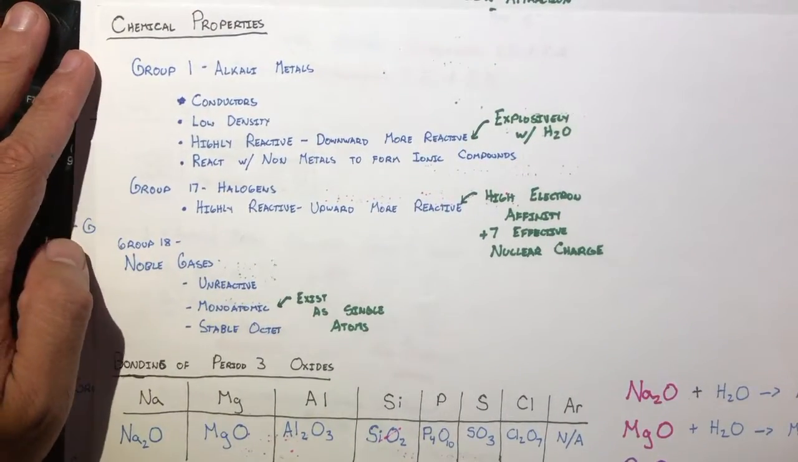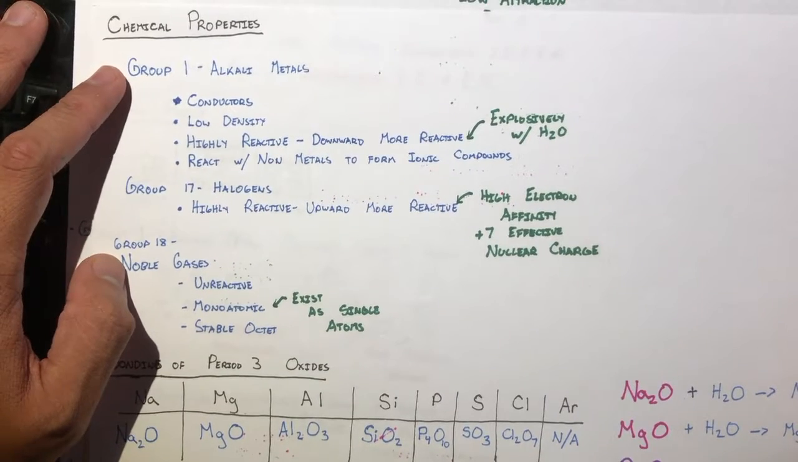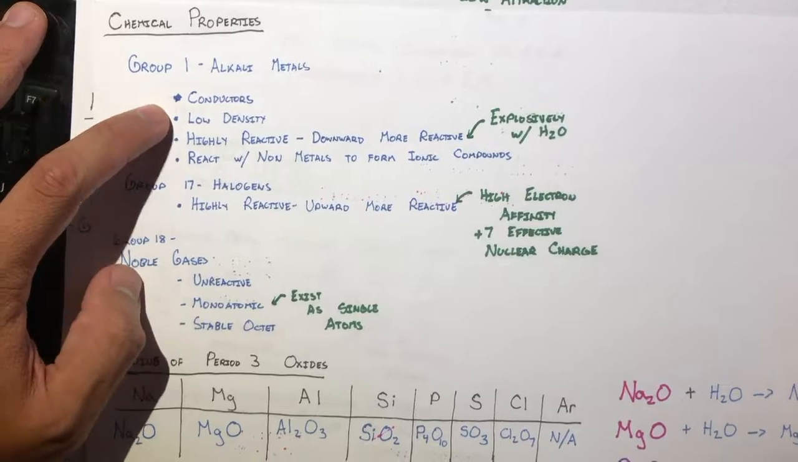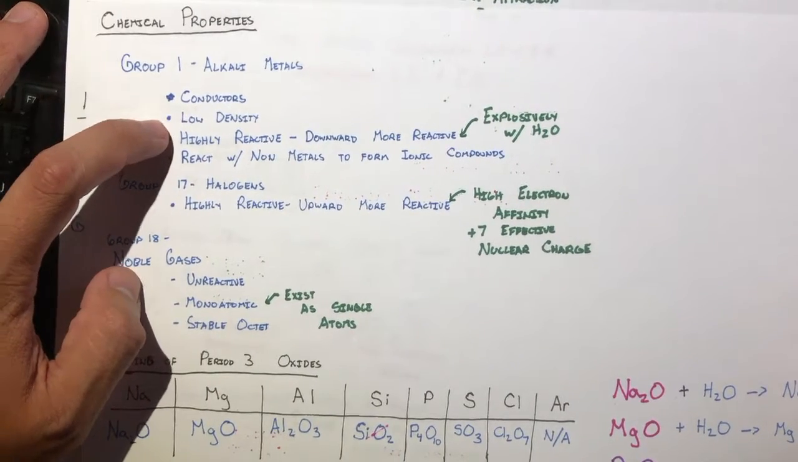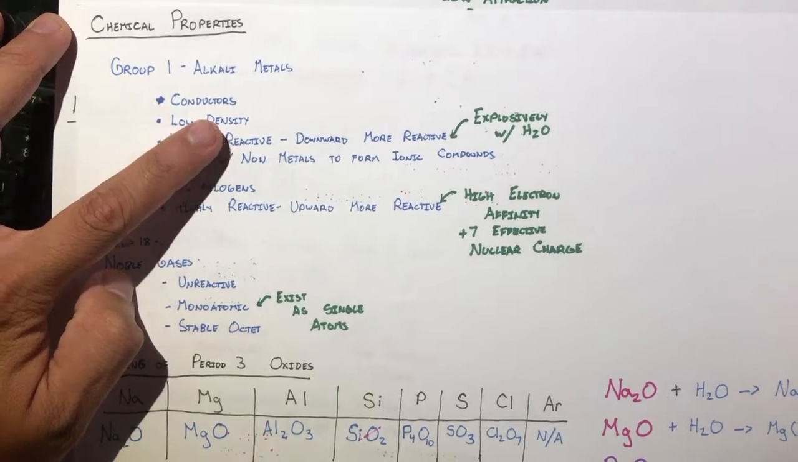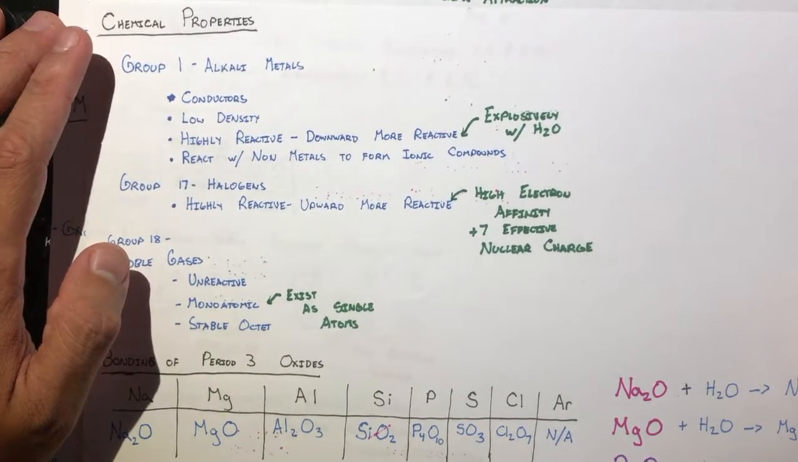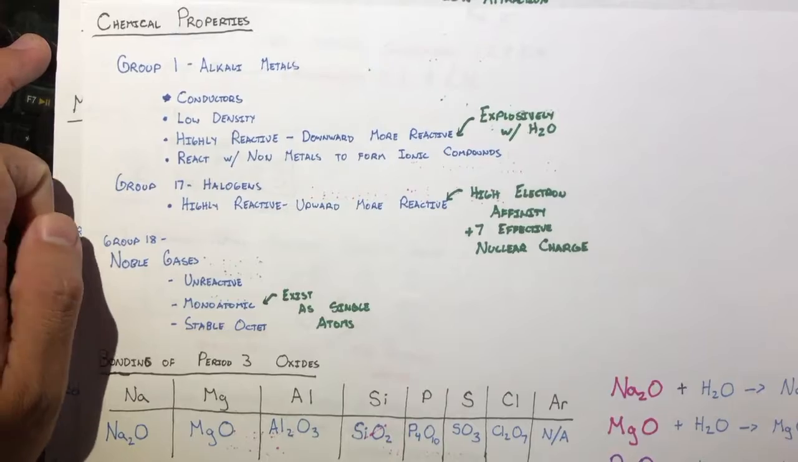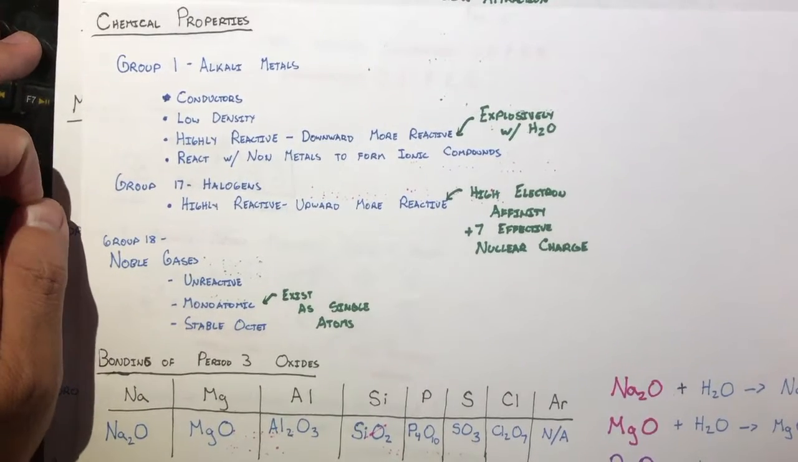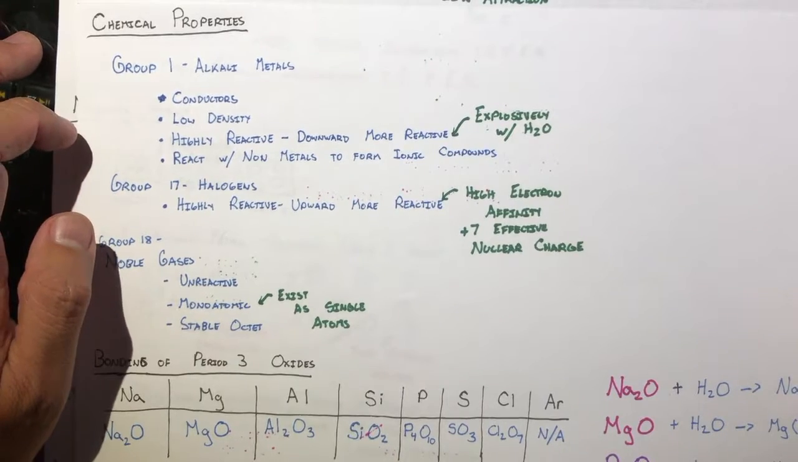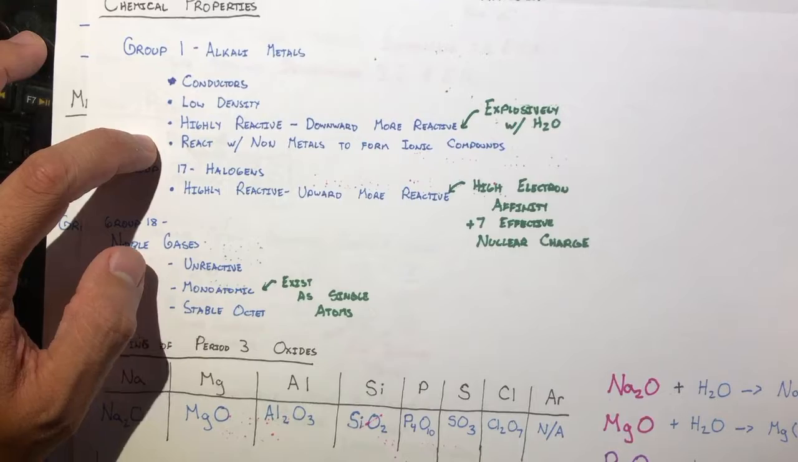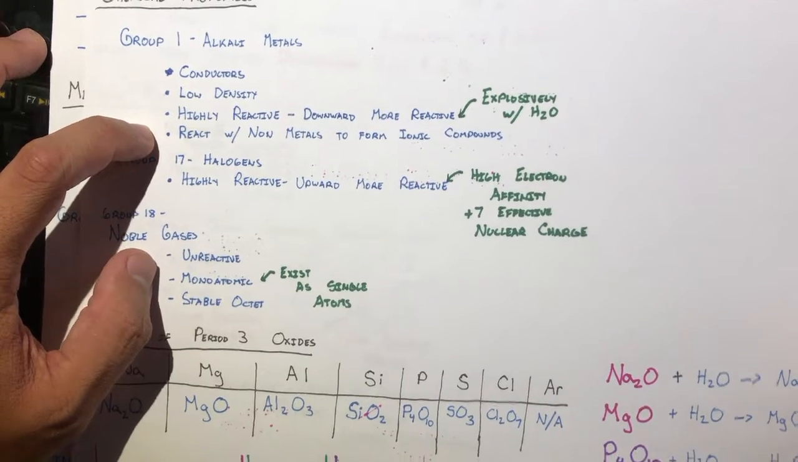Second thing we're going to talk about just real quickly, chemical properties. These should be pretty easy. Group 1, the alkali metals, they are conductors, low density. They react explosively with water. And the lower you go in the periodic table, the more reactive they are. So lithium reacts with water, but it's kind of slow. Sodium is going to react explosively, potassium even more, and francium is going to explode with water. And they're also going to react with nonmetals to form ionic compounds.